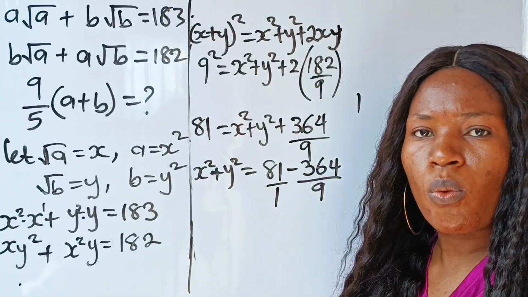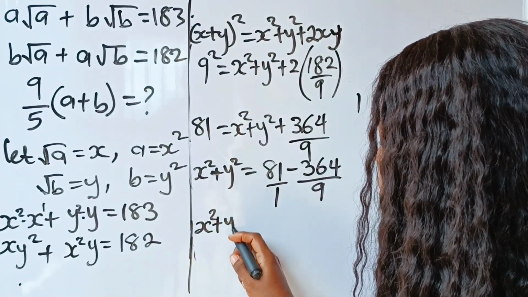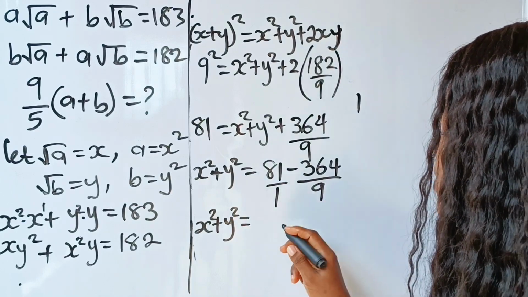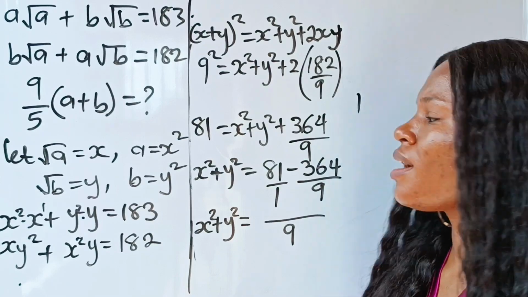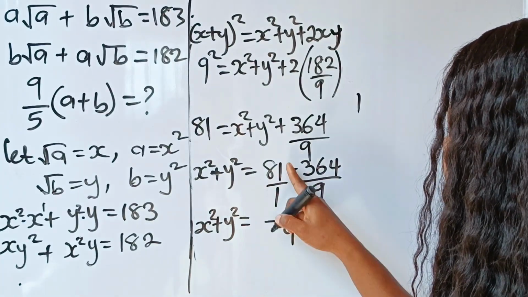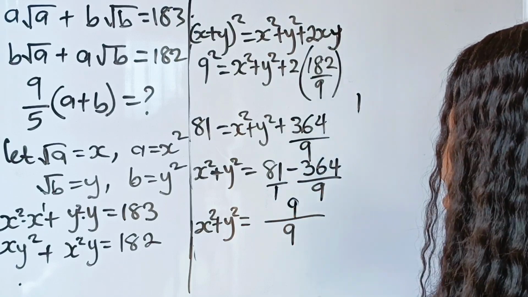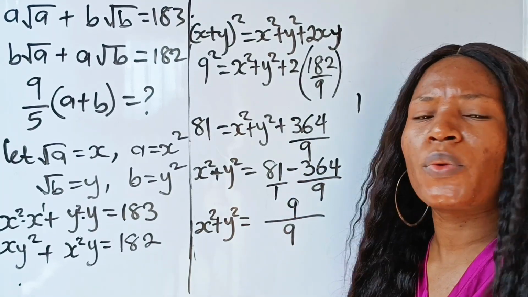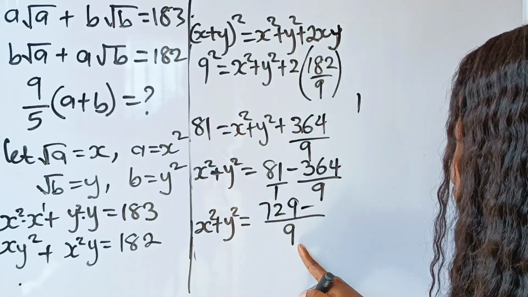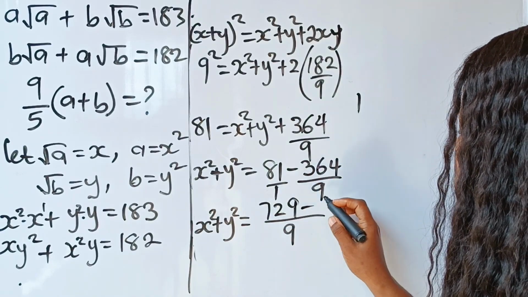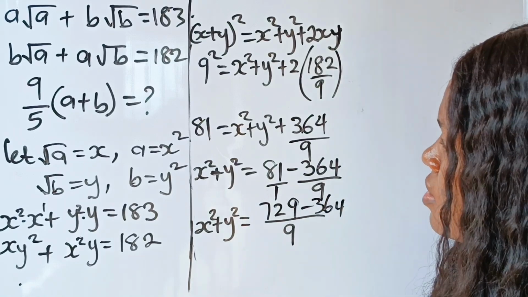Now this is over 1. So the LCM of 1 and 9 is what? x^2 + y^2 is equal to, the LCM is 9. When 9 divides 1, we have 9. 9 times 81, let's see. 9 times 1 is 9. Okay, all right. Now 9 times 8 will give us 72. So we have 729 here, minus 364, since 9 divides itself as 1, and 1 times this will still give us 364. Okay, so we continue our solving.